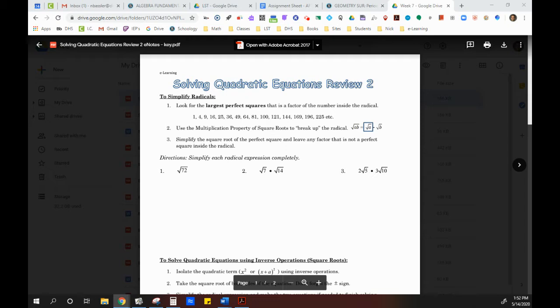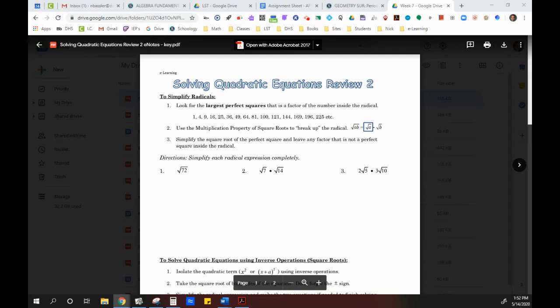Now example 2. We have the square root of 7 times the square root of 14. In this problem, we want to smash these together first. We want to multiply these together, bringing those two radicals together with multiplication. So we multiply 7 times 14. Since they're inside the radicals, anything on the inside can go together, just like anything on the outside can go together. Here we get the square root of 98.